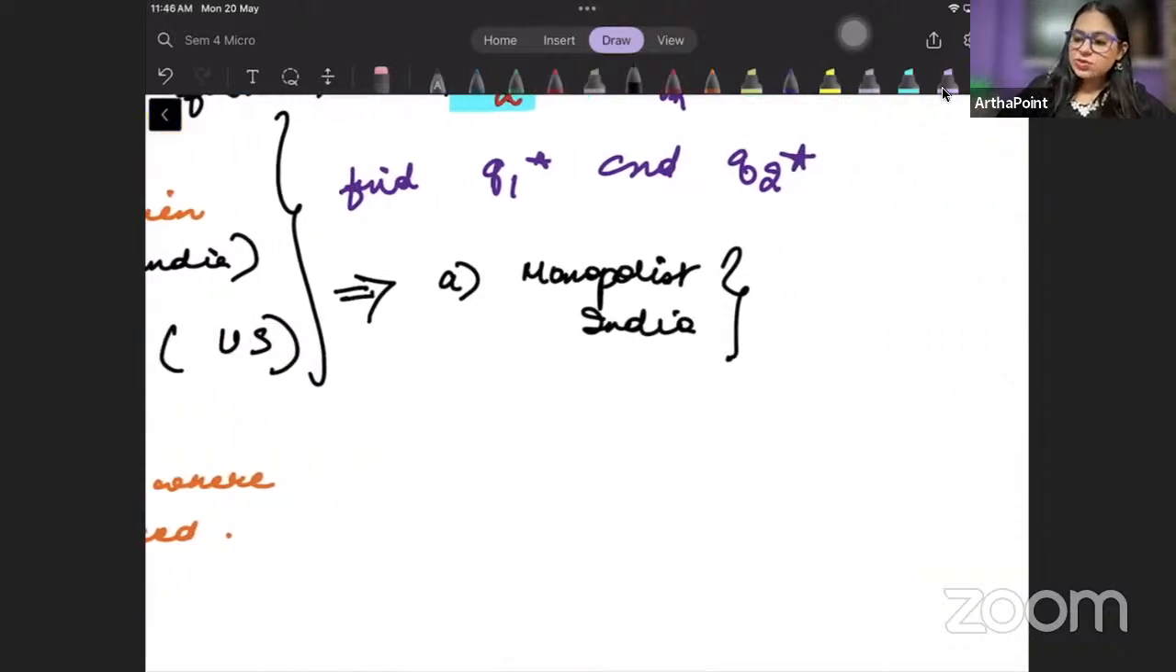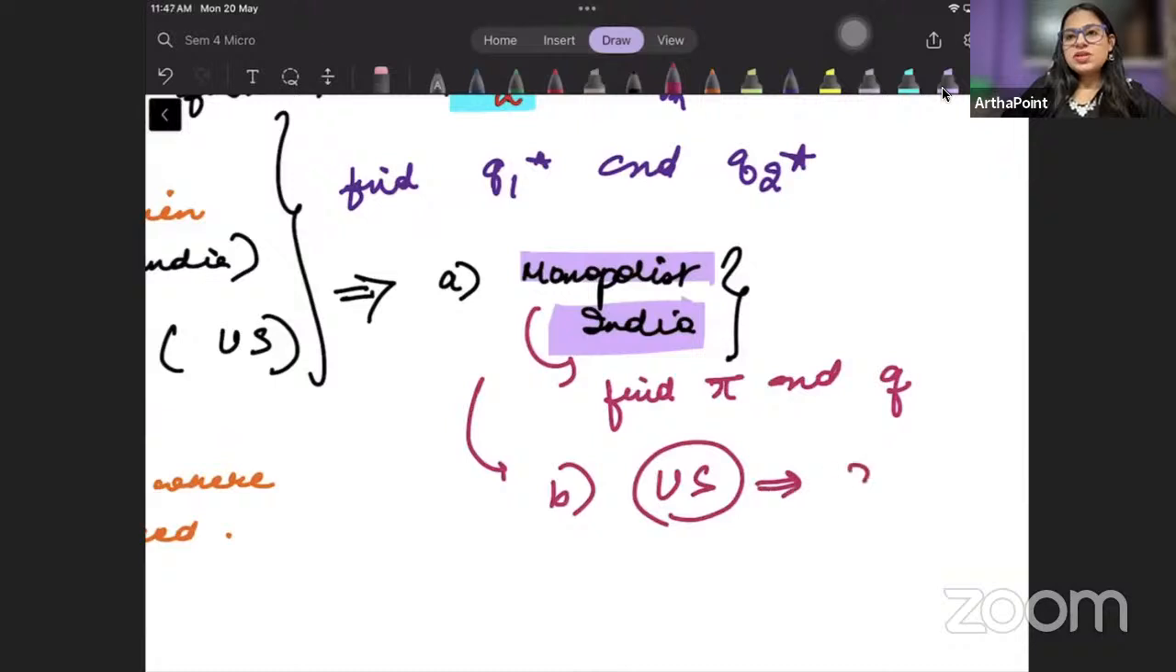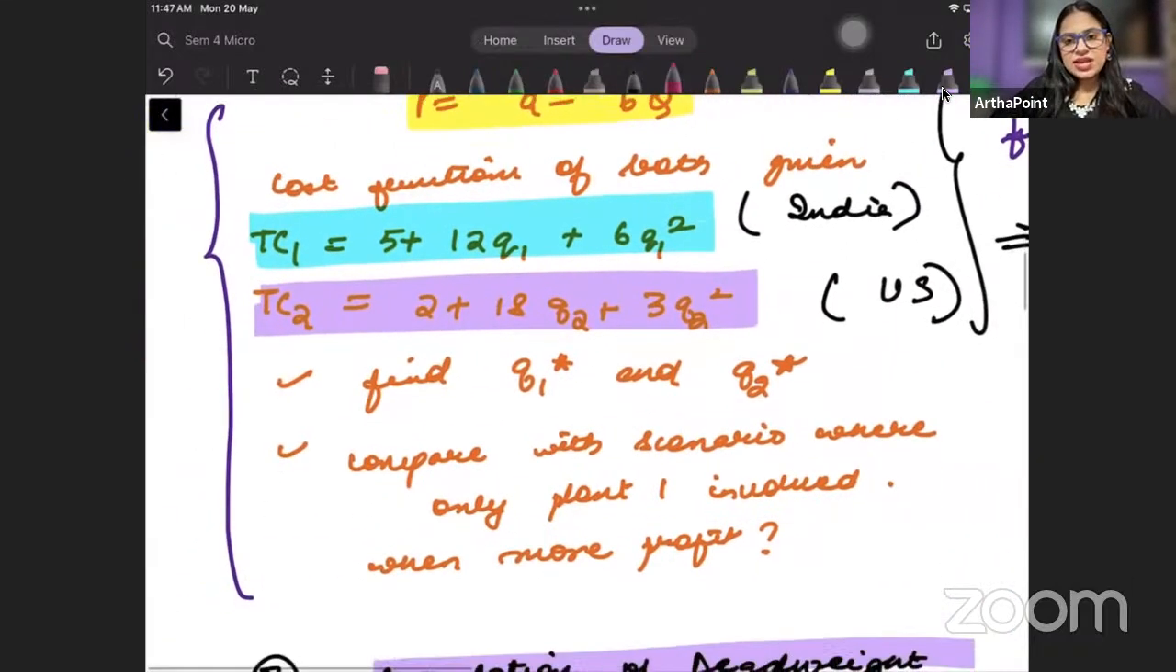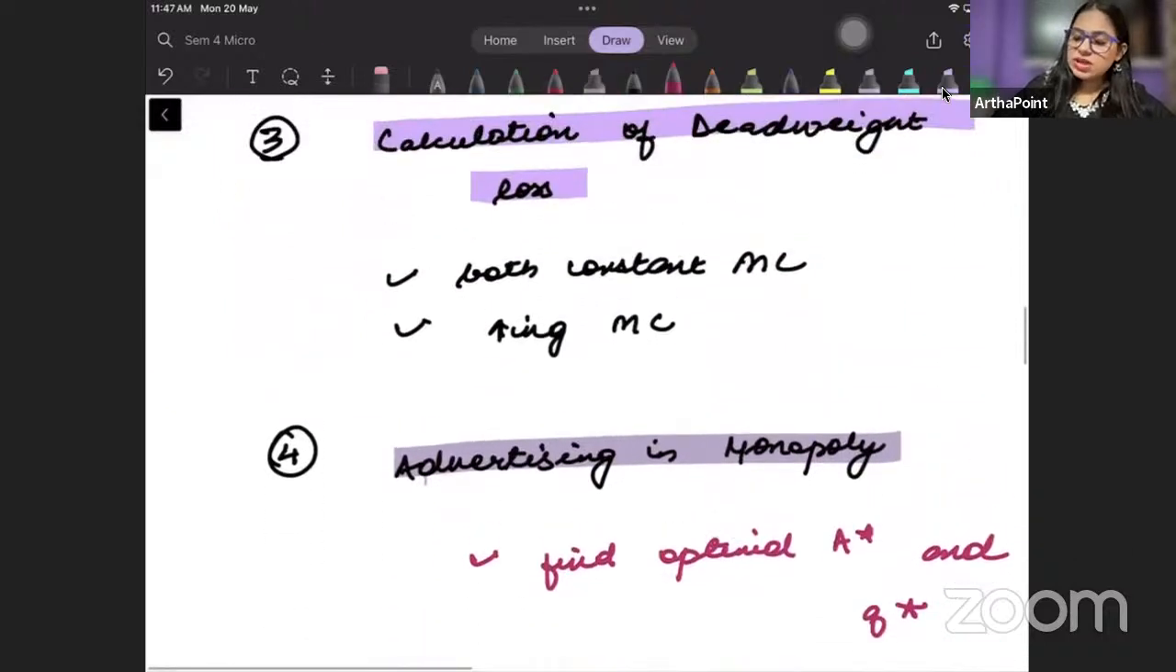So suppose I tell you that earlier the entire function of the monopolist was only in India. So find what is the quantity produced and profit. And now the monopolist has expanded to US. So the monopolist has two plants. How much quantity will he produce in India and how much in US? So this kind of questions can be asked in exam and you need to be well thorough with this kind of question. Question number 3, you can be asked about the deadweight loss.